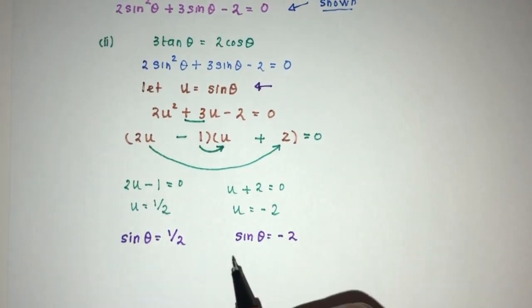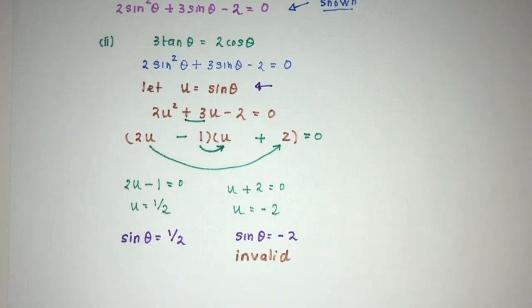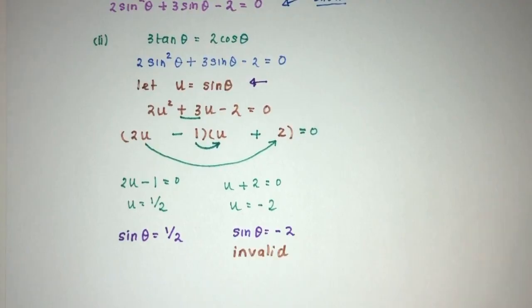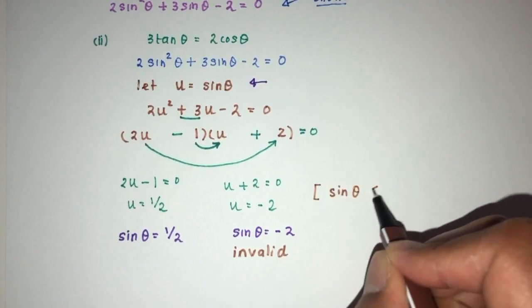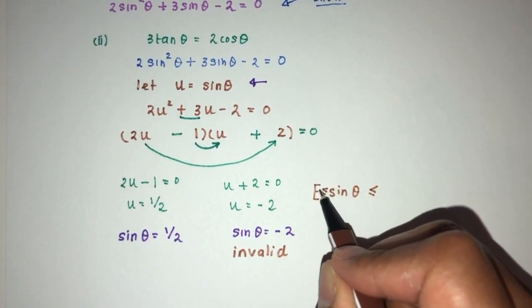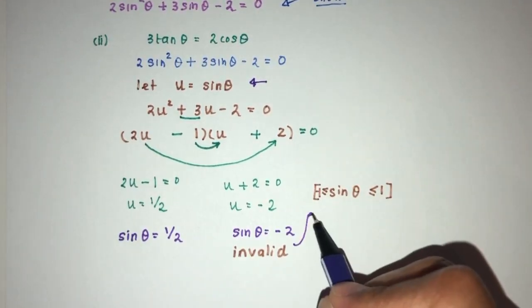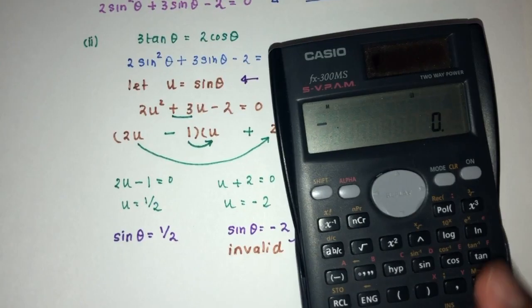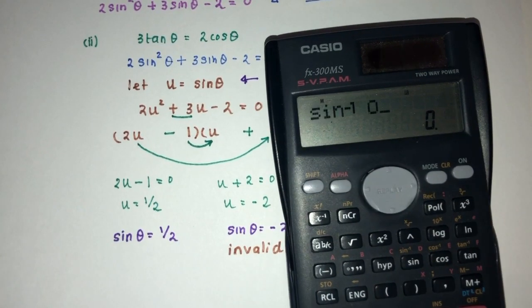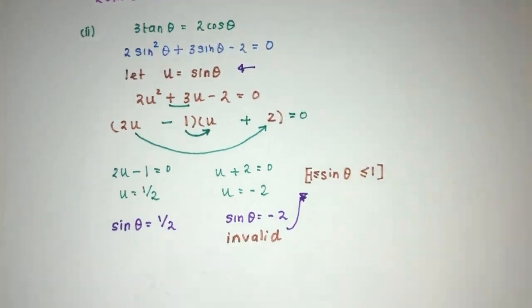Now this will be invalid because we understand that, or we have to know that sine theta is always going to be between the value of minus 1 and 1. So let's make a note of this so you guys know this as well. Sine theta is always going to be between the values of minus 1 and 1. Okay, that is something we have to know because of this. Or you can just try, hey, so sine theta is minus 2, so sine inverse of minus 2 should be what? Bam, error, so it's not possible. Okay, so let's do this one.